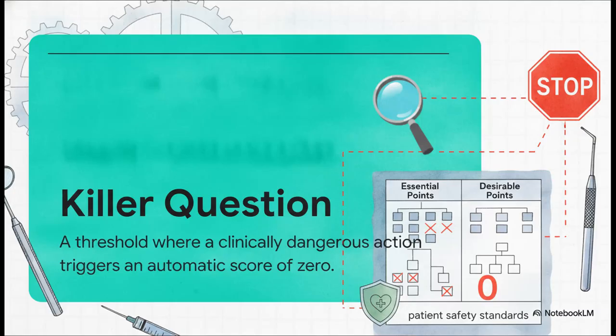Of course, grading these requires a really solid hierarchical rubric where you define essential versus desirable points. But here is your ultimate safety net, the killer question. This is a specific rubric threshold where a clinically dangerous action, like, say, prescribing a heavily contraindicated drug, triggers an automatic score of 0 for that section. It's a fantastic way to ensure we maintain rigid patient safety standards.